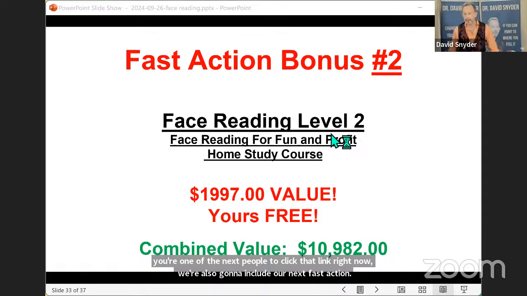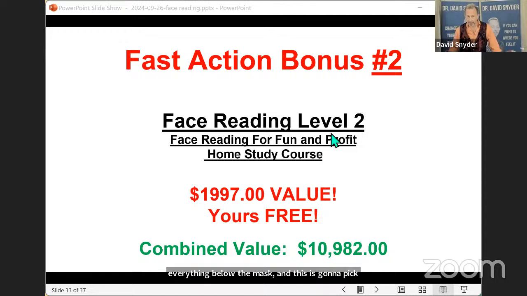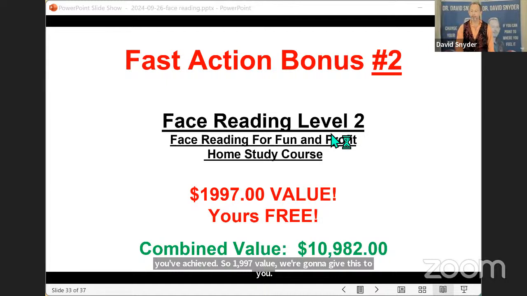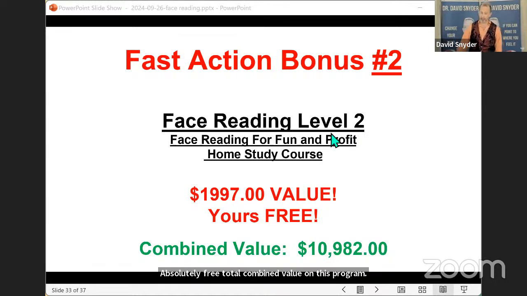This is everything below the mask. And this is going to pick up where face reading 1 left off. It's going to teach you about the nose, the cheeks, the chin, the lips, the ears, certain personality profiles. In other words, the shape of the face from the side. It's going to teach you about how to read their emotions, how to read their personality and temperament, and allow you to predict and influence human behavior at a completely different and even more powerful level, right? It's going to amplify and magnify all the persuasion and profiling skills that you've achieved.